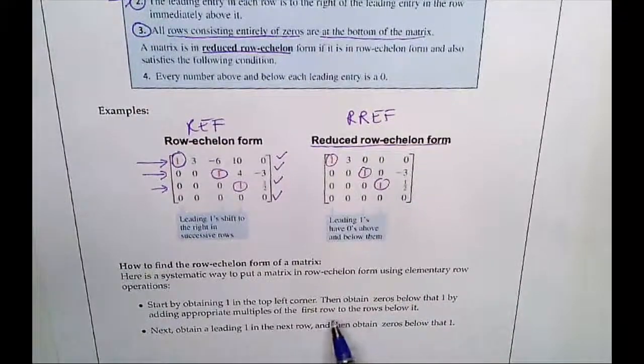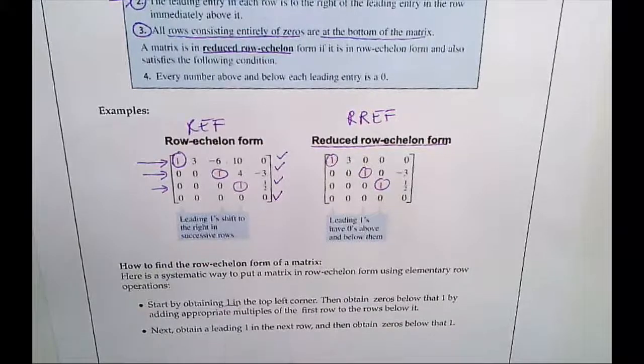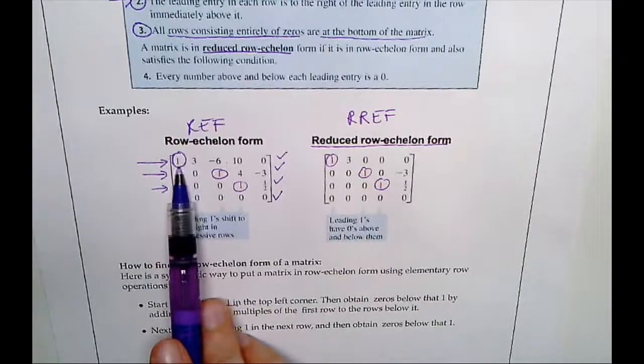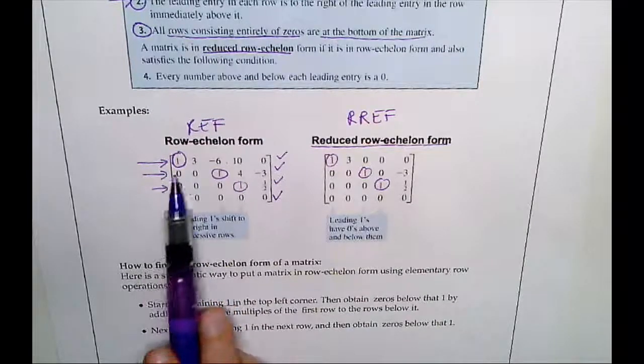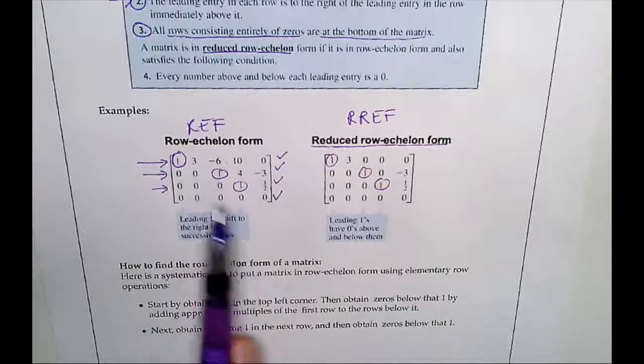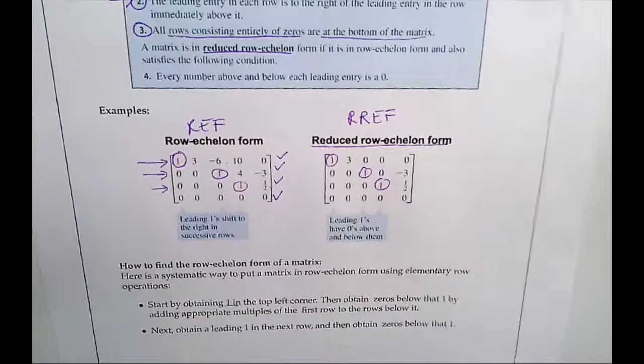Well, we have to make a 1 in the top left corner first. So we have to make a 1 right here, and then make zeros below it, and then we look at the next leading entry, make that a 1, and then zeros below it, and so on. So the best way to learn is to look at an example. So let's look at an example.